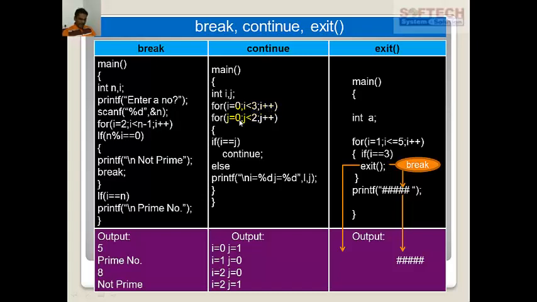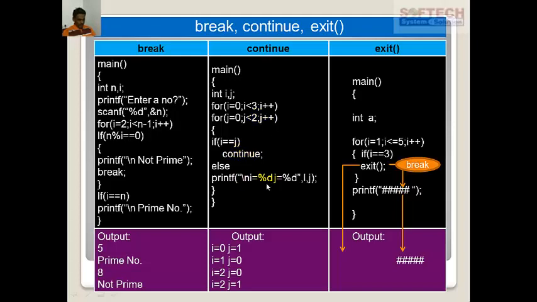Then again j is initialized to 0. So j value is 0, i value is 1. 1 equal to 0, false. So display 1 0. It continues the inner loop. Then the new value of j is 1. 1 equal to 1, it continues. So both are equal, i value and j value are equal, and it continues the inner loop.